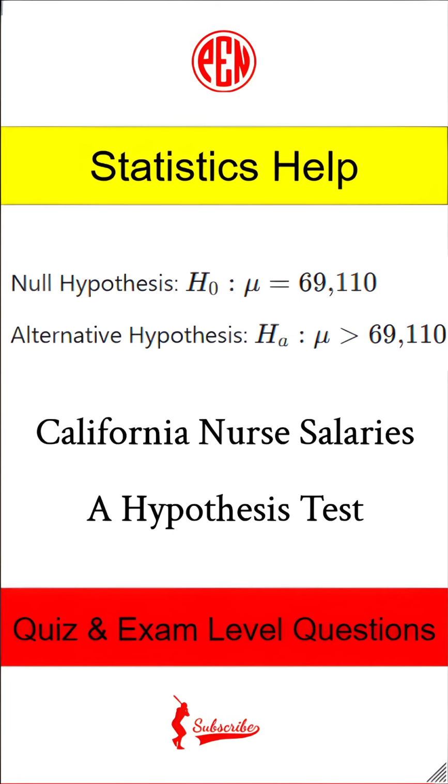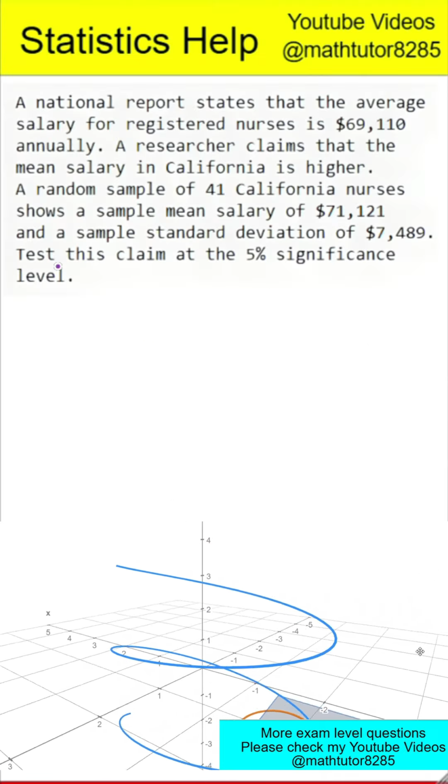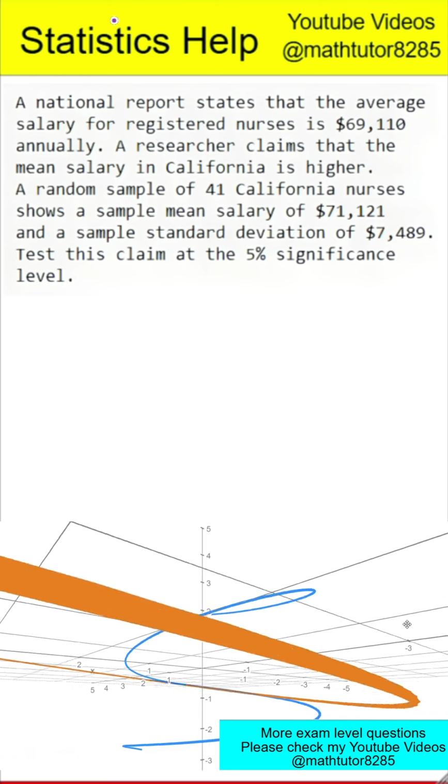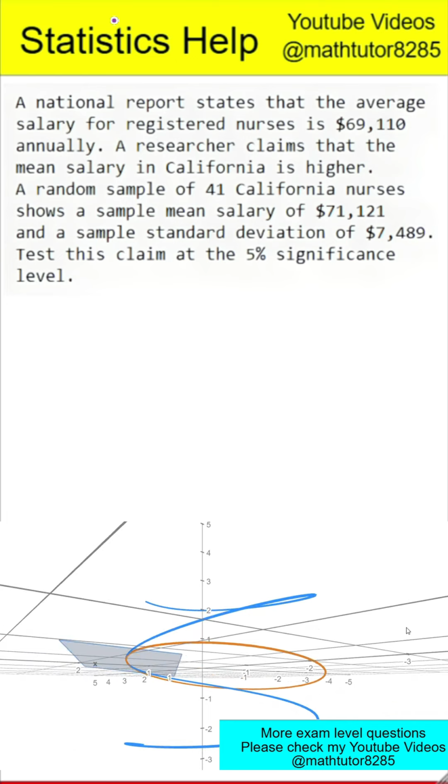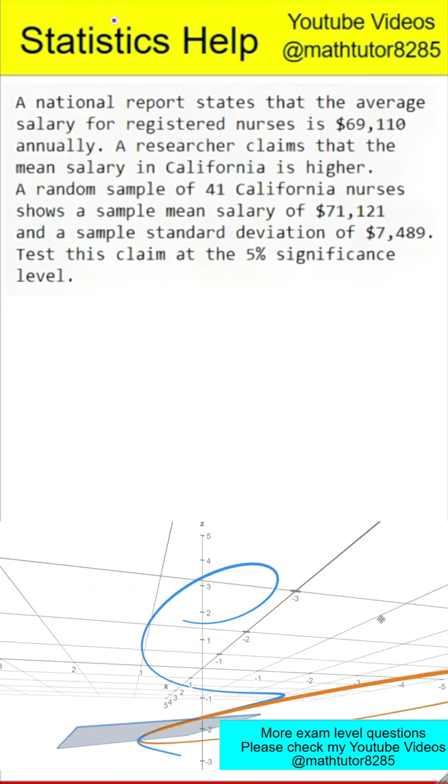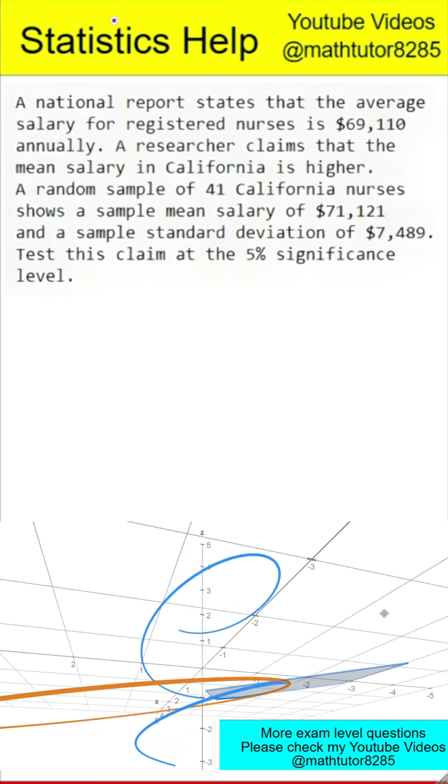This question is to conduct a hypothesis test to determine if California nurses earn more than the national average salary. A national report claims that registered nurses earn an average annual salary of $69,110. A researcher believes that nurses in California earn more. To test this, a random sample of 41 California nurses is collected.